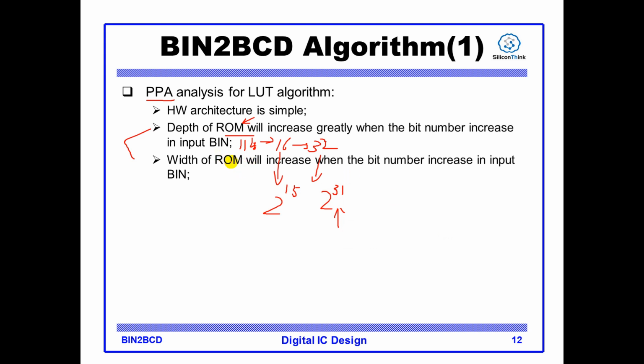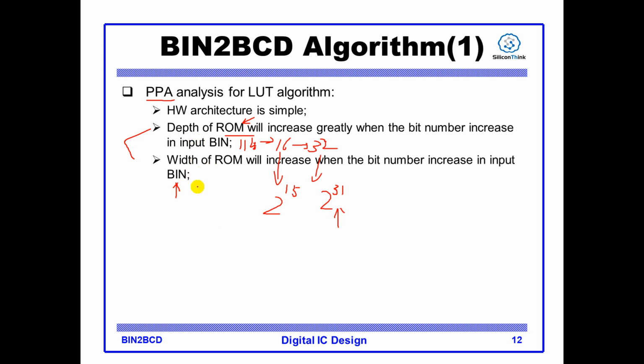And the width of the ROM will increase when the bit number increases in input bin. Yes, this is of course. When the bit number of bin increases, then you will have more digits for the BCD code. For example, you need to have the tens of thousand digit and hundred of thousand digit. Yes.